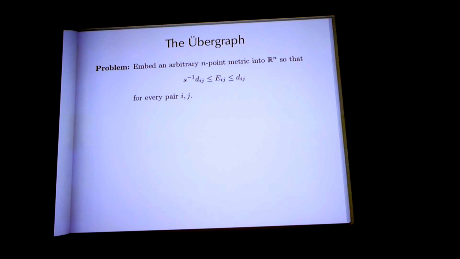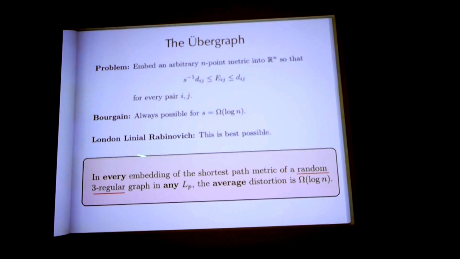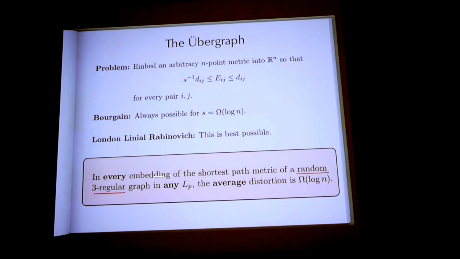endpoint metric and you would like to embed it so that the original distances are preserved up to a distortion factor. There's a nice theorem of Bourgain that says this is always possible if you're willing to tolerate distortion up to log n. And there's another theorem by Linial, London, and Rabinovich saying this is best possible. And the theorem that makes this go through is this.